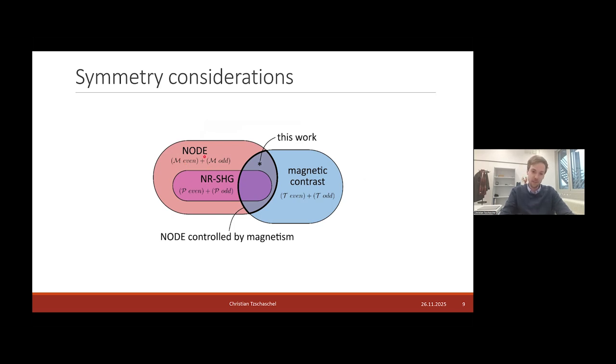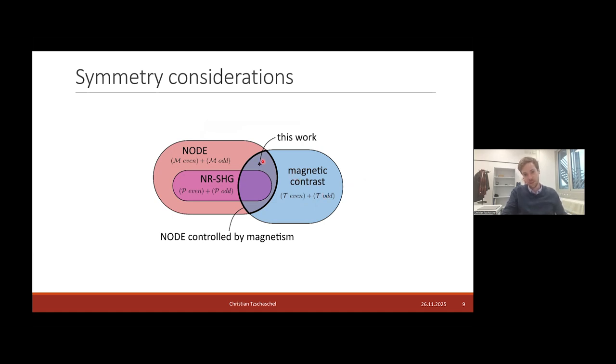And both of these phenomena actually are independent from the magnetic contrast. So both of them can occur also without ever breaking time reversal symmetry. So this magnetic contrast, where we interfere T-even and T-odd tensor components, is again different.